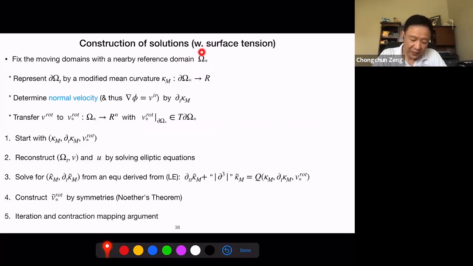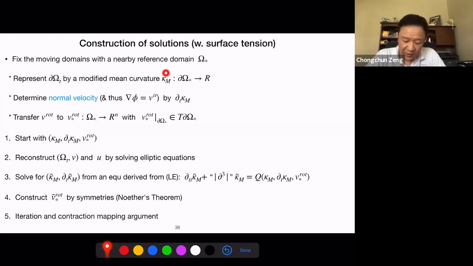And then from the estimate, we knew that the mean curvature is something to focus on. So we actually use a modified mean curvature to represent the surface. It's like you recover a function from its Laplacian, along with some other things. And then derive an evolution equation of the modified mean curvature, which involves the irrotational part of the velocity field.